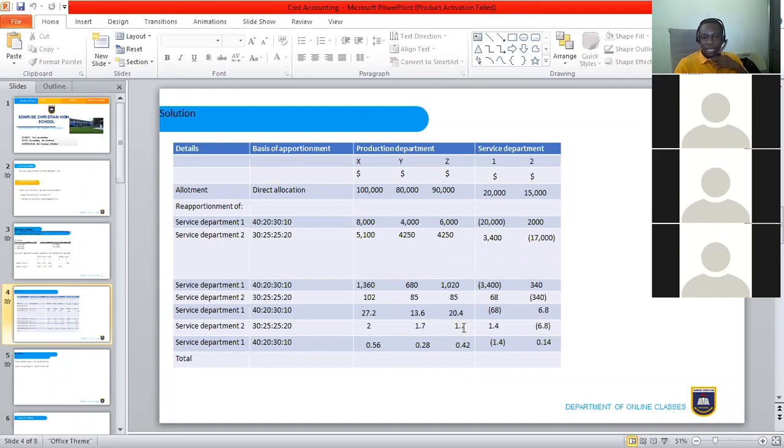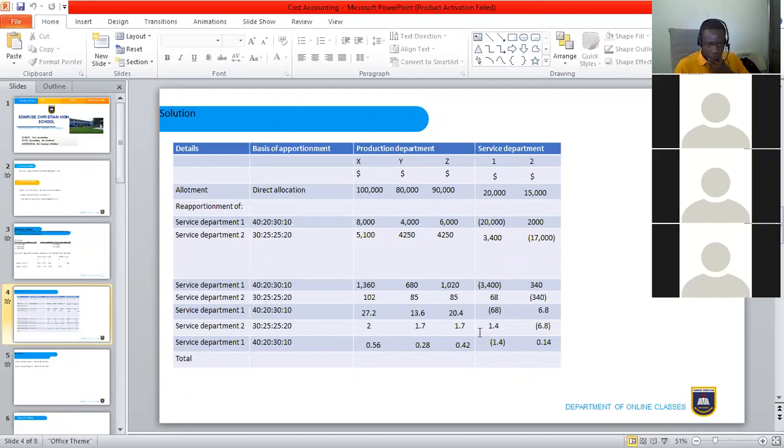Then, who will do the last calculation for us? Anybody with the answer for the last calculation? That's 20% of 6.8. Say 1.4. All right, 1.4. Okay, so we are done for service department 2.